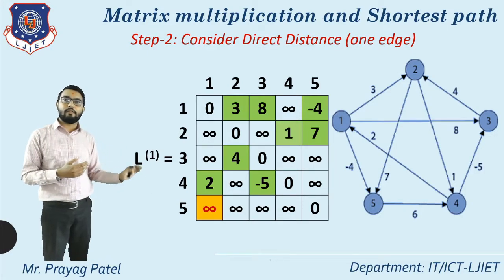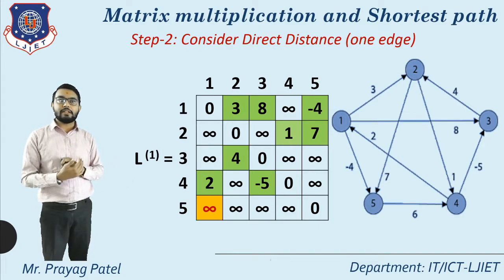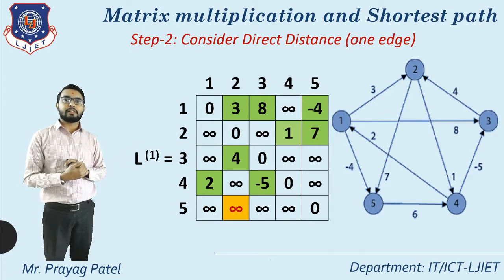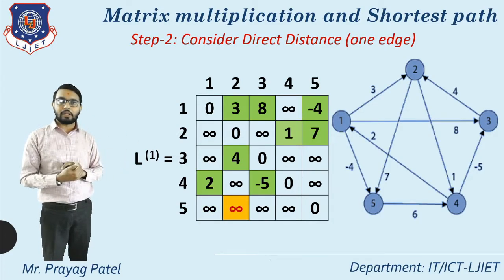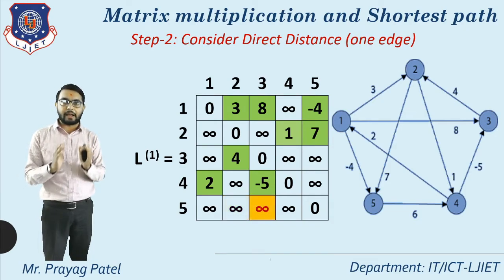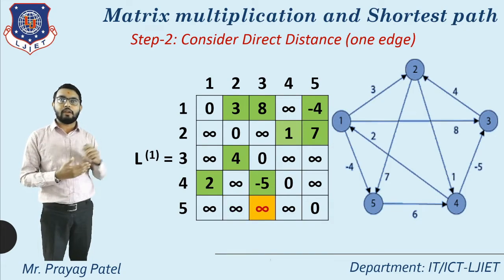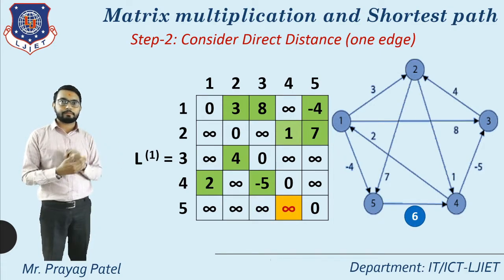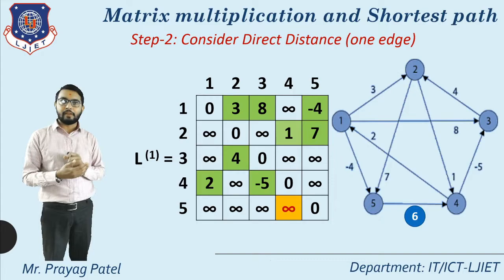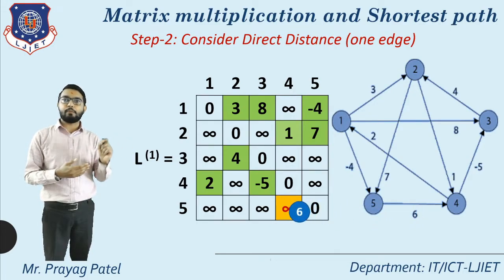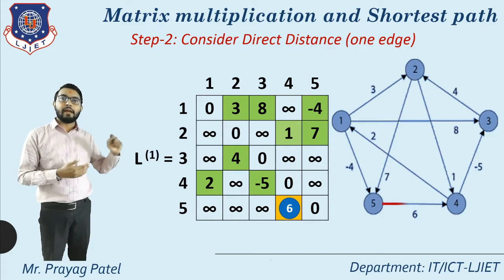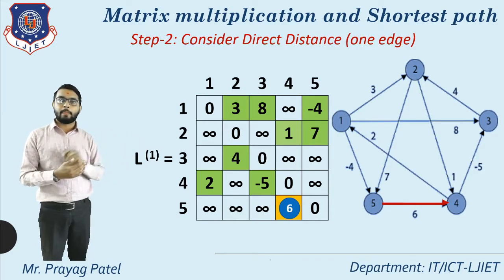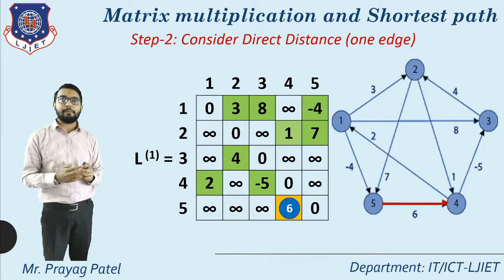Now consider last row, row number 5. 5 to 1, consider distance. Here 5 to 1 path is not available, so move to the next step. Here consider 5 to 2. 5 to 2 path is not available because here we consider only direct path. So 5 to 2 path is not available. Next is 5 to 3. 5 to 3 direct path is not available, so consider infinity as it is. Next is 5 to 4. Here 5 to 4 path is available. Yes. Then consider the distance 6 and put the value 6 in location 5 4 and consider this path from 5 to 4. Now this is considered as our second step.